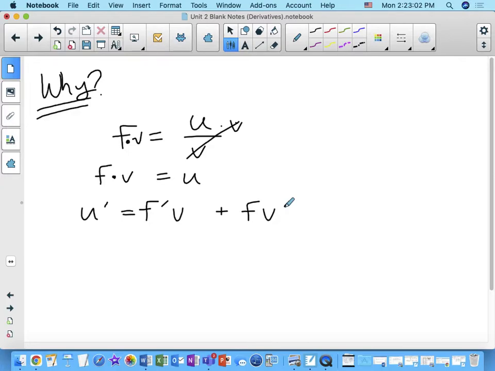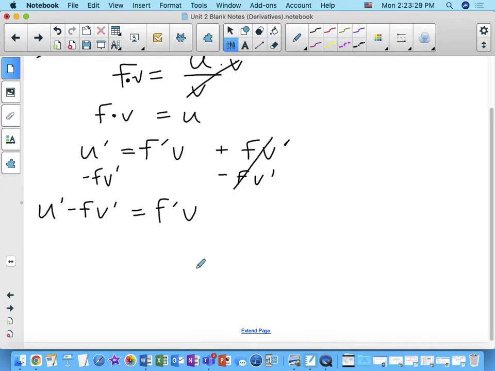Okay, so that means I have to subtract f v prime from both sides. So I'm going to have u prime minus f v prime equals f prime v. Okay, and what do I have to do now to isolate f prime?